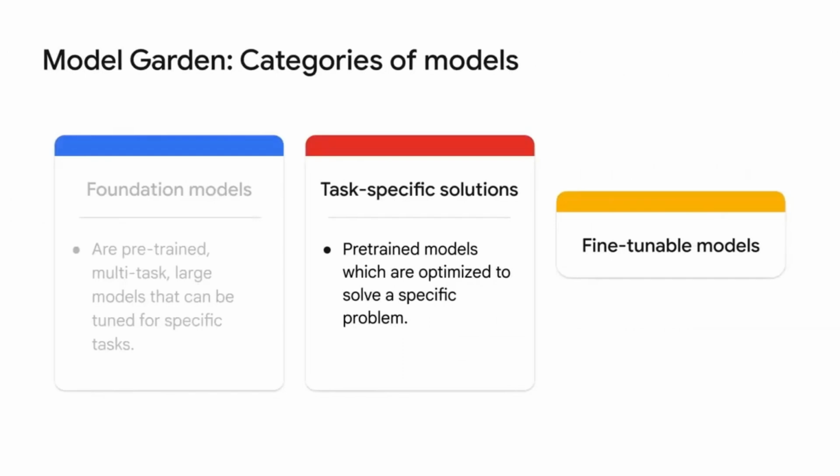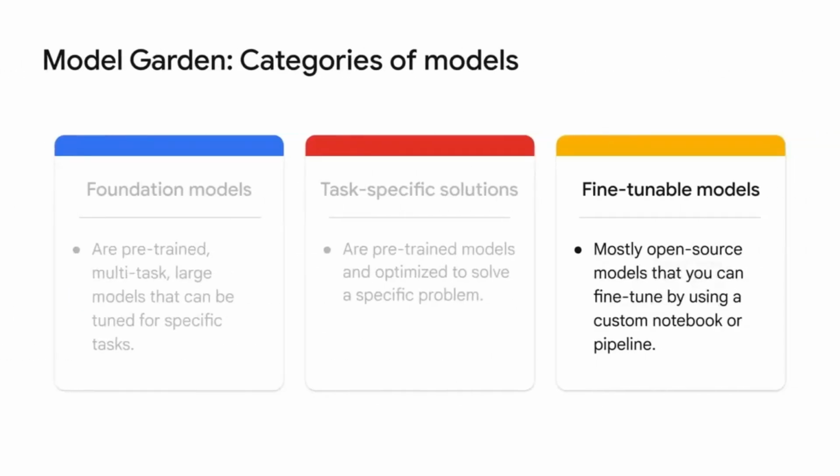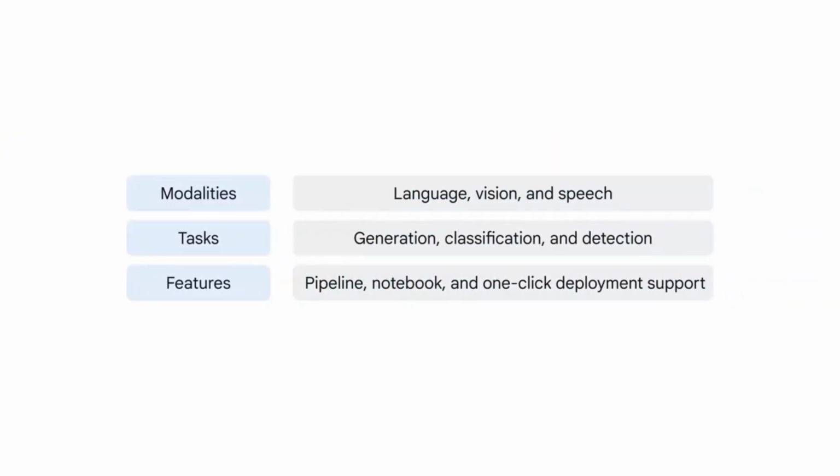Task-specific solutions are pre-trained models which are optimized to solve a specific problem. These include some tasks you practiced in the previous section by using natural language APIs, like entity analysis, sentiment analysis, and syntax analysis. More interesting tasks like object detector and text translation are also task-specific solutions. And finally, there are fine-tunable models. These are mostly open source models that you can fine-tune by using a custom notebook or pipeline. To find the model that best suits your requirements, you can also use 3 filters in your search.